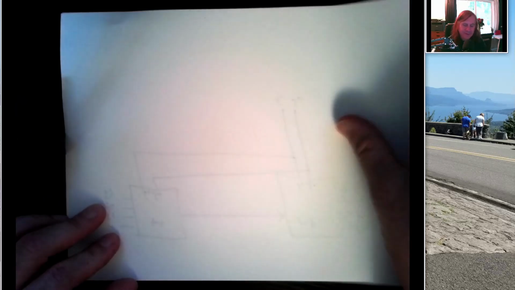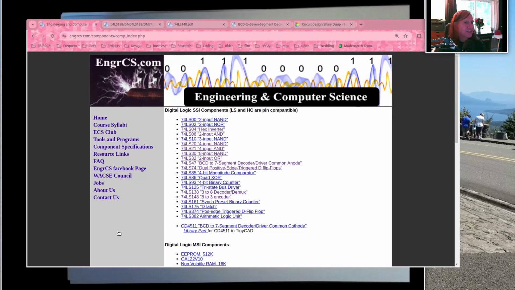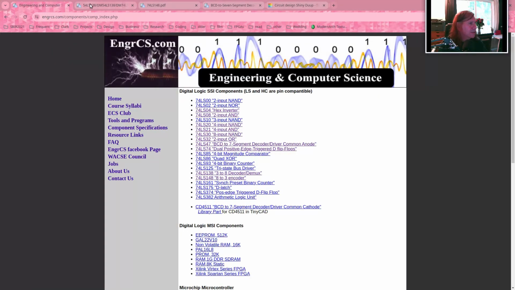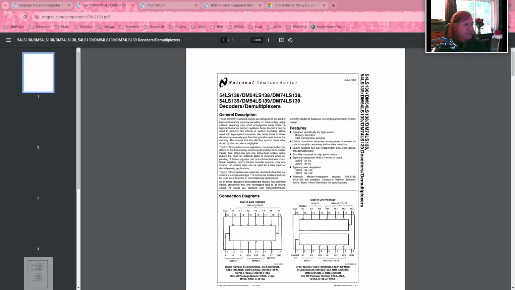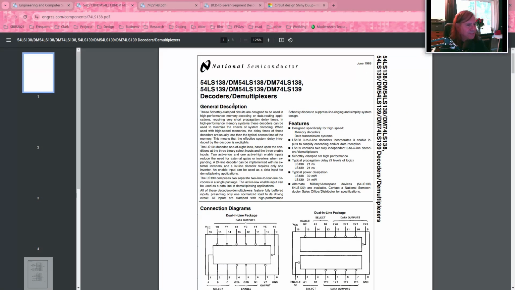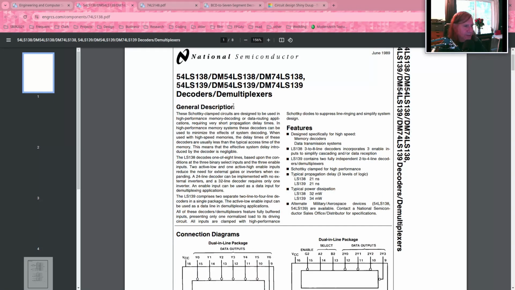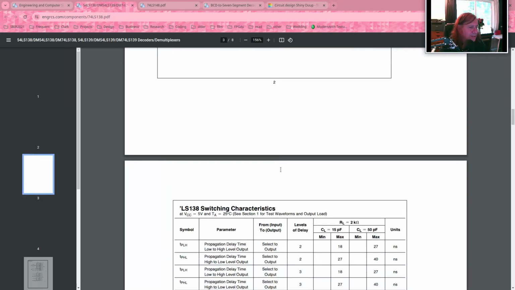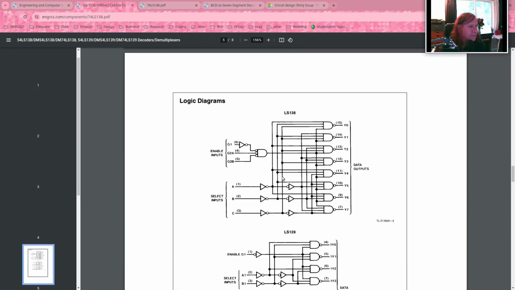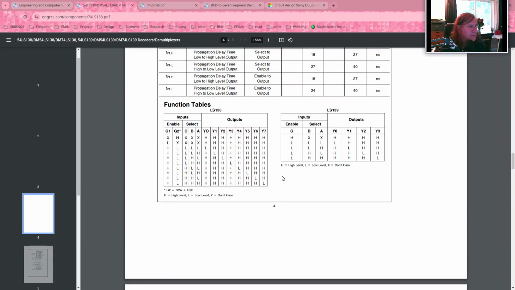So let's look at a few examples of this back on engrcs.com. The first is a 74LS138 or 139. This is a de-multiplexer, also called a decoder. If we look at the truth table for this, you can see it's got 3 select inputs, and it's got 8 outputs.